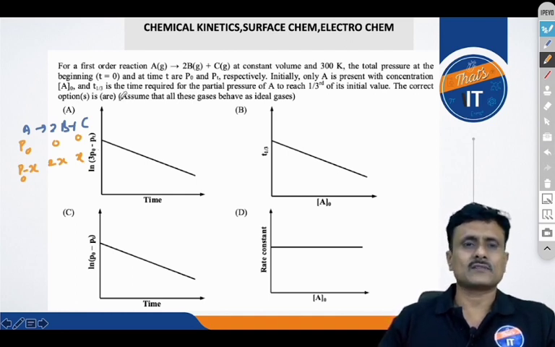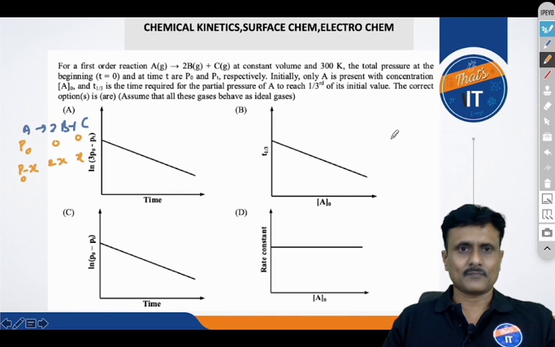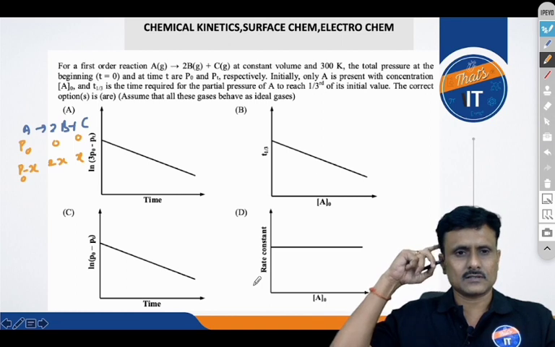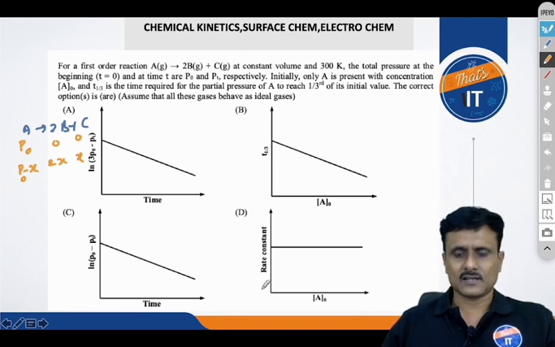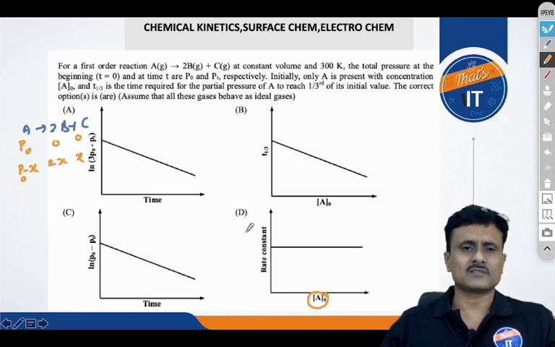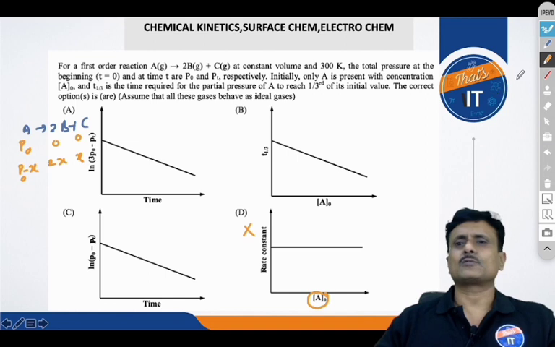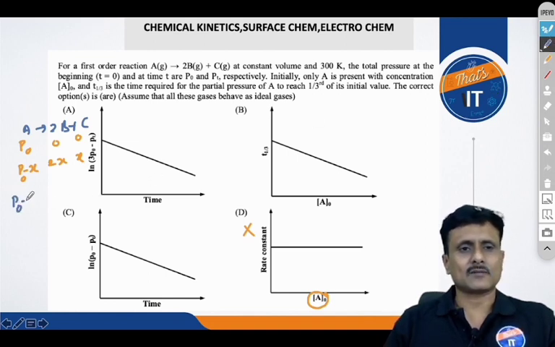Initially only A is present with concentration A naught, okay, that's okay. T1 by 3 is the time required for the partial pressure of A to reach 1/3 of its initial value, okay. The correct options for the given statement: it is a first order equation, so rate constant and t half relationship can be found, isn't it? So we will see that rate constant and A naught, so this should be actually t half, so this is ruled out. This 3P naught thing we have to work out. You can see here that after t seconds, P naught minus x plus 2x plus x is equal to, you can see the final pressure is given as P1.